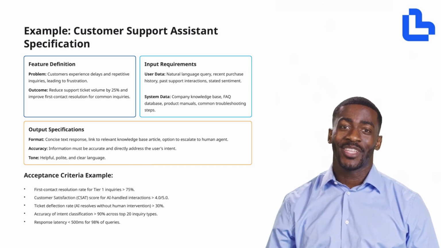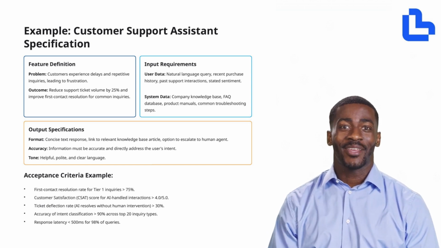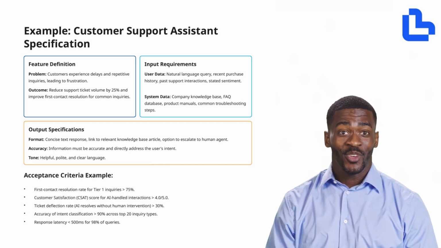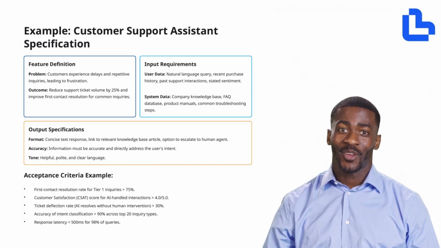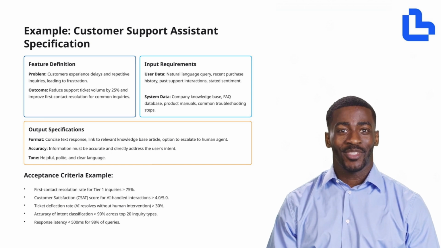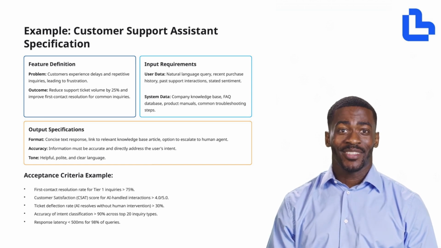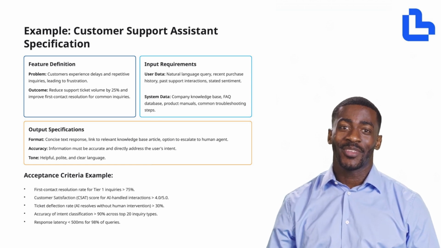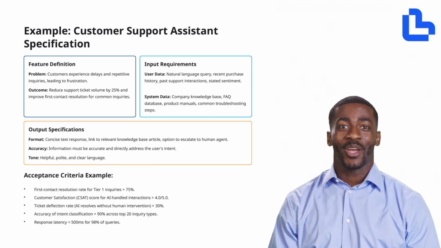We begin with the feature definition. The problem we're solving is that customer support teams are overwhelmed with repetitive, low-complexity inquiries that slow down response times and reduce overall efficiency. The desired outcome? Automate Tier 1 support interactions to reduce average resolution time by 40%, while maintaining high customer satisfaction. That's a clear, measurable goal that aligns with both user needs and business priorities.